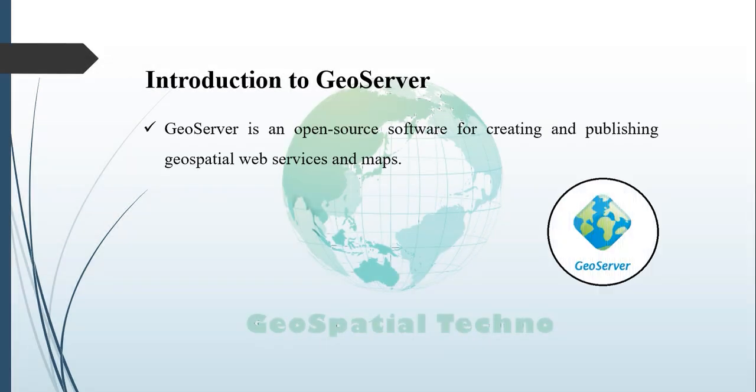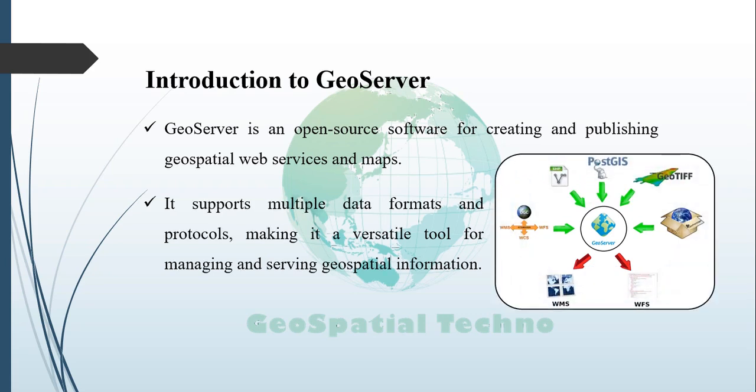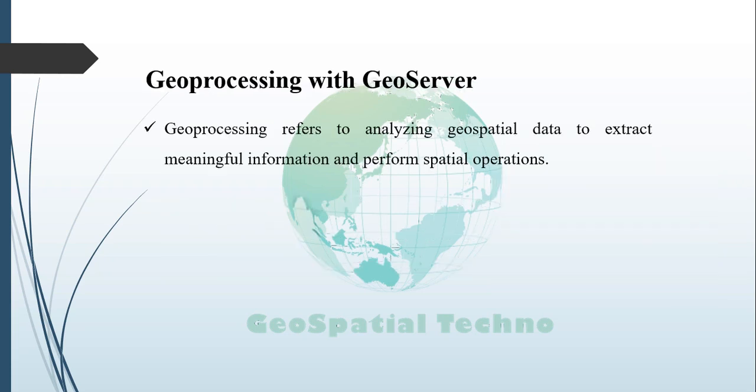GeoServer is an open source server software that allows users to create and publish geospatial web services and maps over the internet. It supports multiple data formats and protocols, making it a versatile tool for managing and serving geospatial information. One of the key features of GeoServer is its ability to act as a geoprocessing server. Geoprocessing refers to analyzing geospatial data to extract meaningful information and perform various spatial operations.